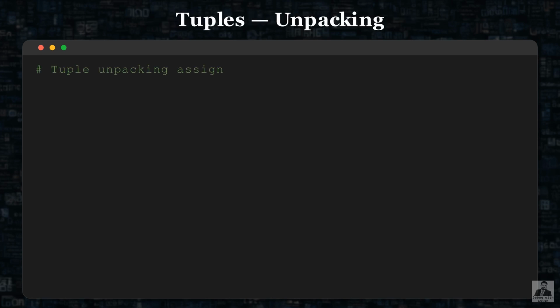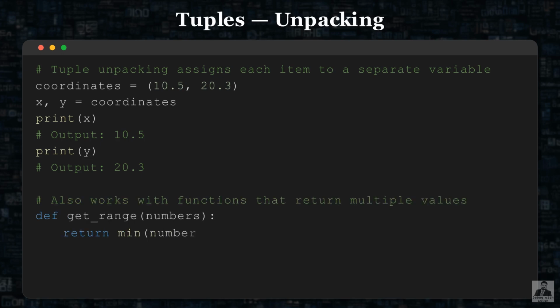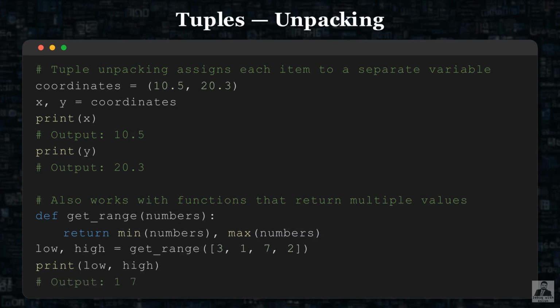Tuple unpacking lets you assign each item in a tuple to its own variable in one line. Here we have a tuple with 2 values. Writing x, y equals coordinates assigns 10.5 to x and 20.43 to y. This is used constantly in Python. Functions that return multiple values return them as a tuple. You can unpack that result directly into separate variables as shown here.